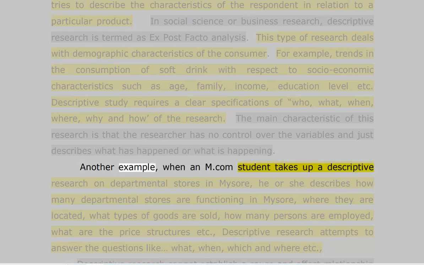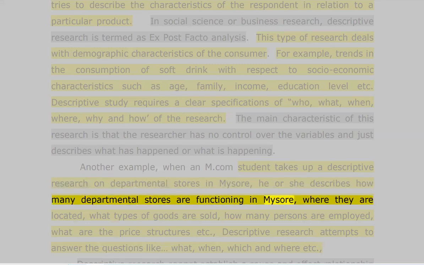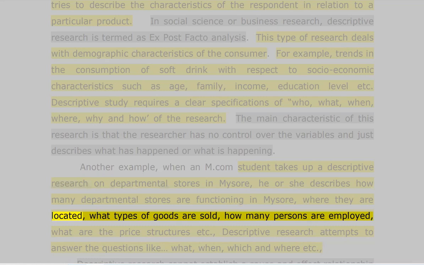Another example, when an M.Com student takes up a descriptive research on departmental stores in Mysore, he or she describes how many departmental stores are functioning in Mysore, where they are located, what types of goods are sold, how many persons are employed.